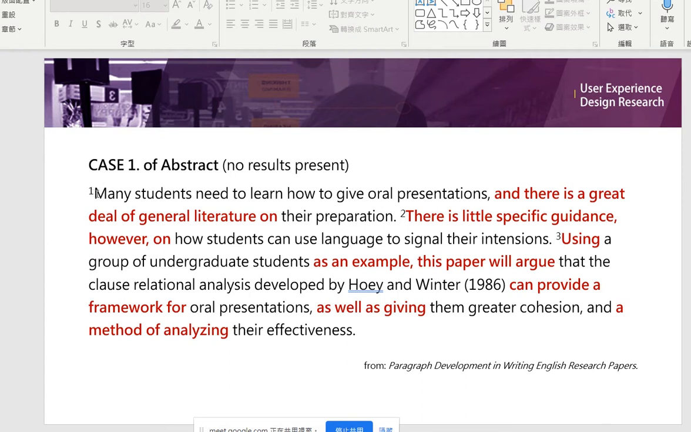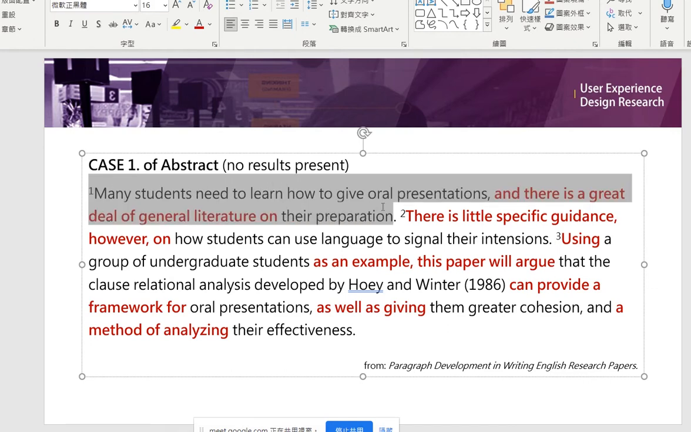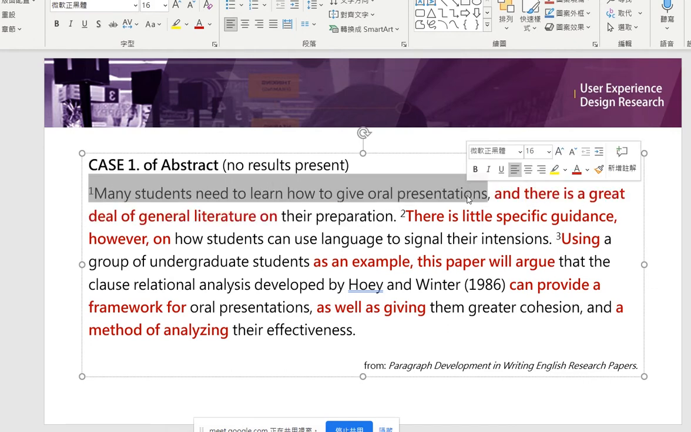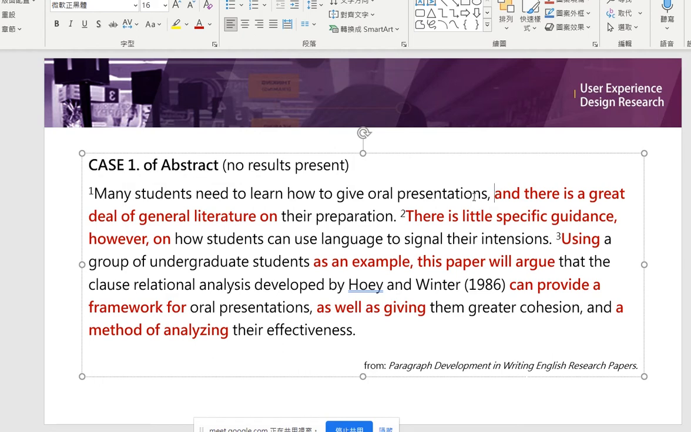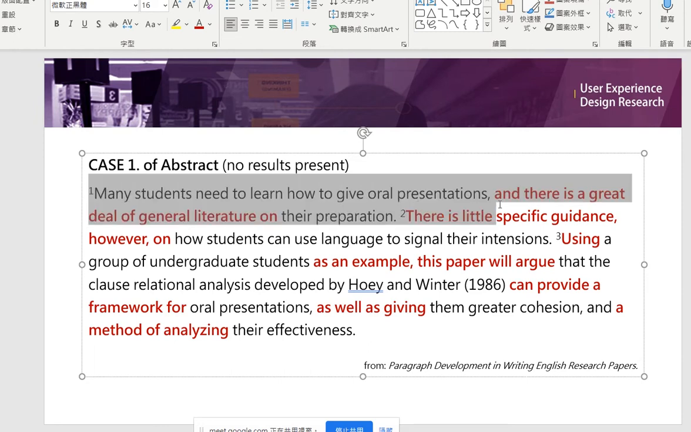and you could say that many students need to learn how to give oral presentations. Okay, that's the background. This shows that many students need to learn how to give oral presentations, because maybe you have to do an oral presentation to present your paper in the conference, right? And maybe some students will use the oral presentation skill in their work. Okay, so it's important. So that's just the background.